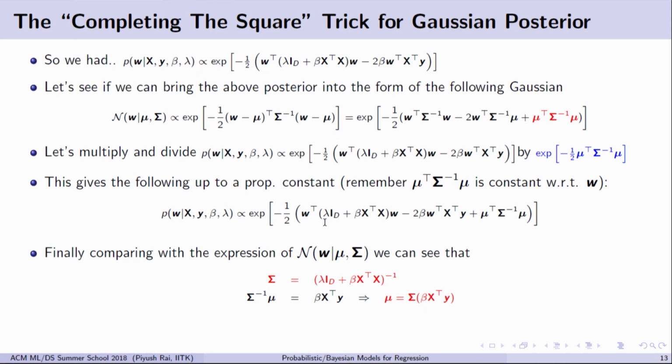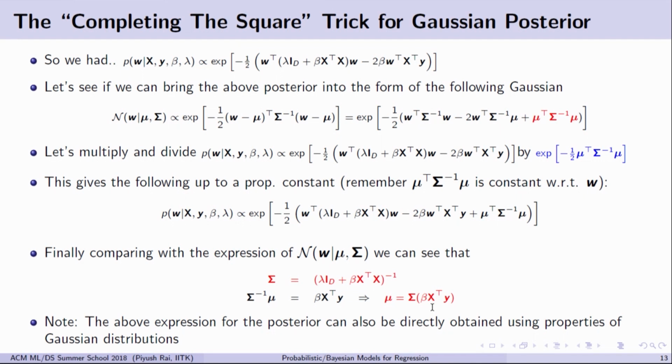If we do the completing the square trick, we will eventually find the form of a Gaussian. The basic idea is that a Gaussian distribution is quadratic in the variable over which it is defined. So it has a quadratic term and a linear term. Whenever you try to find the posterior distribution, you have to identify a term where you have W transpose something times W, and another term where you only have W transpose something. Those terms identify the mean and covariance matrix. You just compare the Gaussian form, and you'll immediately see that the covariance matrix turns out to be this, and the mean turns out to be this quantity.